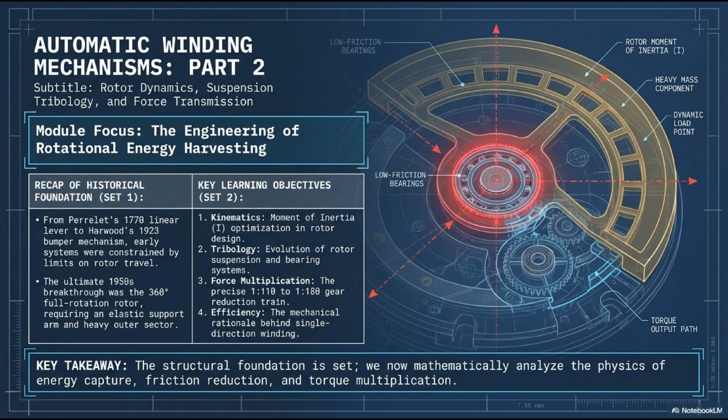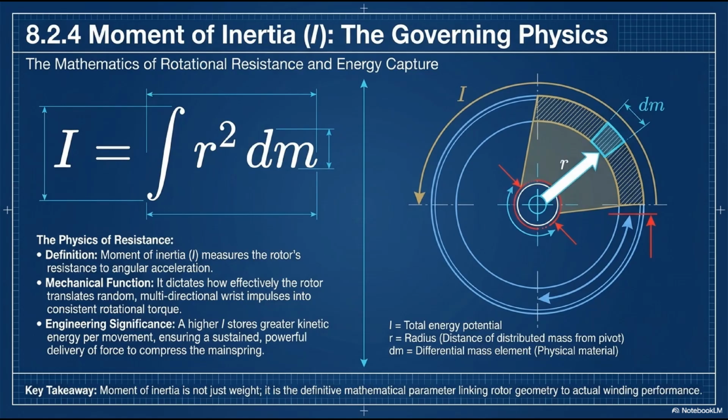We must now mathematically analyze the invisible physics of energy capture, friction reduction, and torque multiplication. Let's begin. We begin with the absolute governing physics of rotational energy, the moment of inertia, denoted by the letter I. Look at the majestic mathematical equation on the left. I equals the integral of r squared dm.